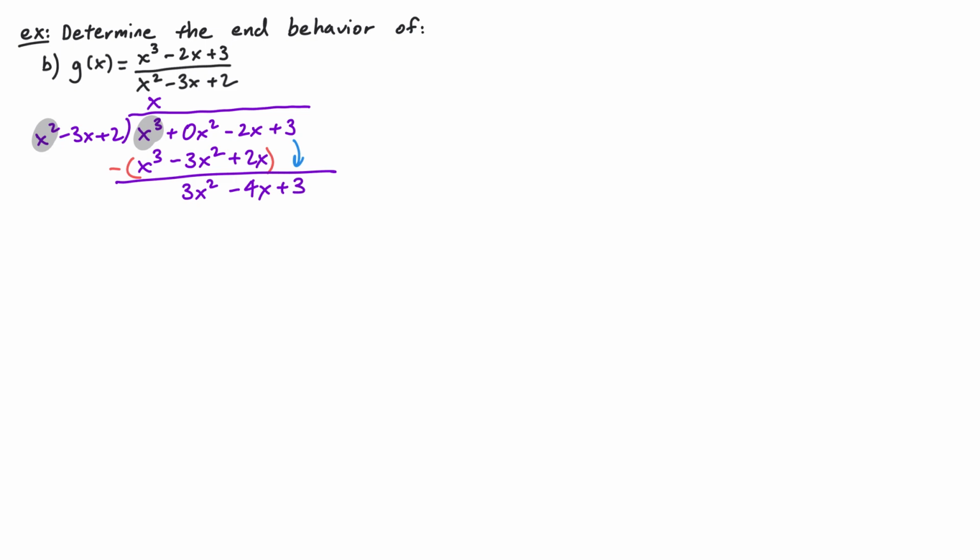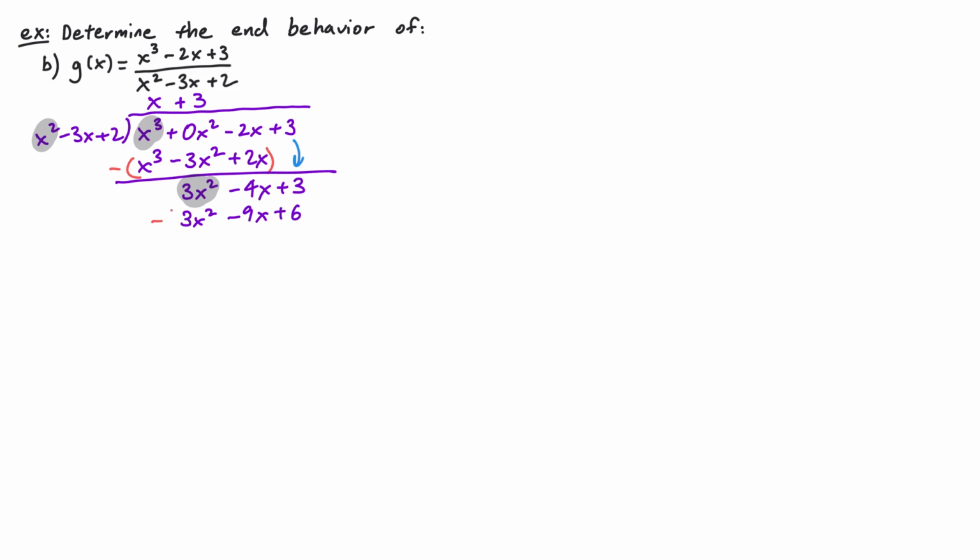And now we repeat the process. The leading term is now 3x squared. To figure out what's above here, we take 3x squared and divide by the leading term of the divisor. So 3x squared divided by x squared gives us positive 3. So we're going to write plus 3 up on top. Then we're going to take the 3 here, multiply it to the divisor, and write the result underneath. So 3 times x squared gives us 3x squared. 3 times negative 3x gives us negative 9x. And lastly, 3 times 2 gives us positive 6.